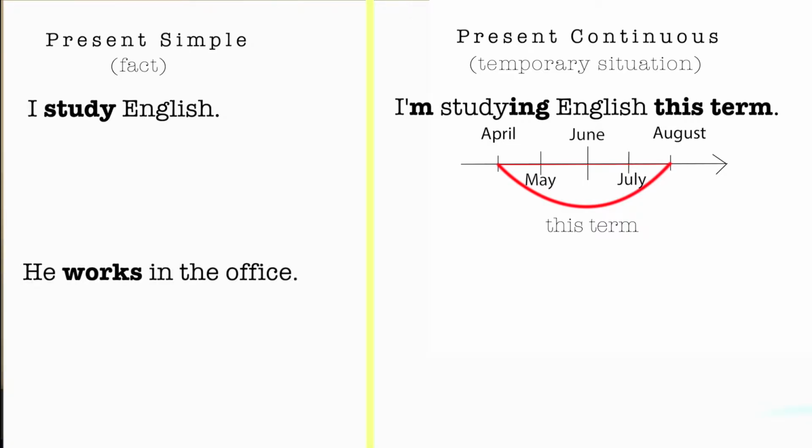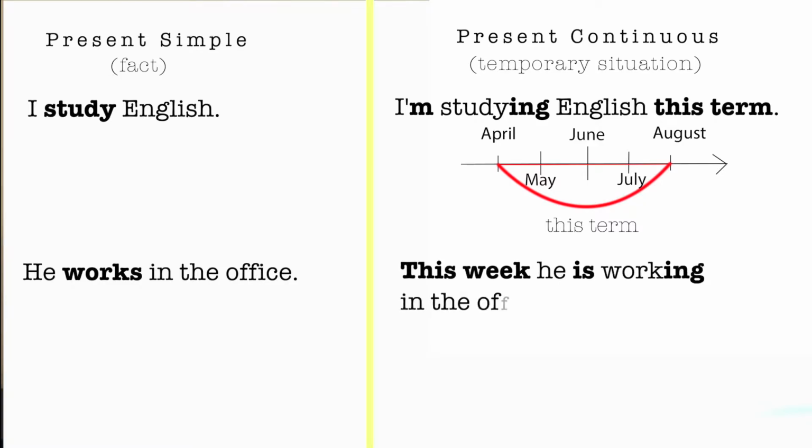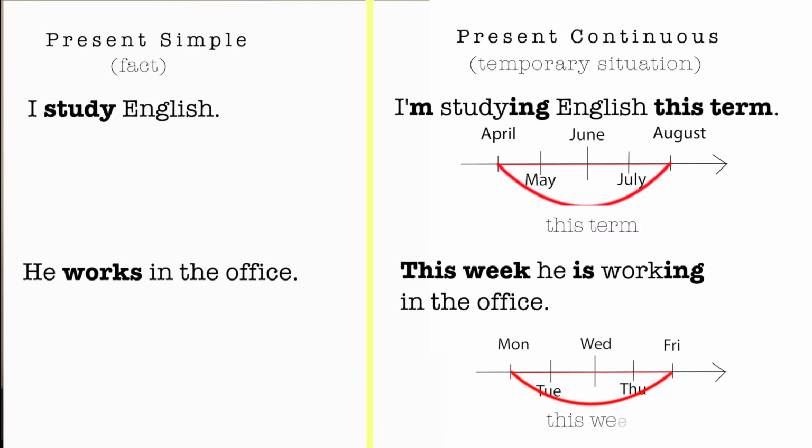Another example. He works in the office. Again, it is a fact, a permanent situation. But what if we add this week? So, this week he's working in another office. So it is a temporary situation, only this week, and next week it will be a different office.